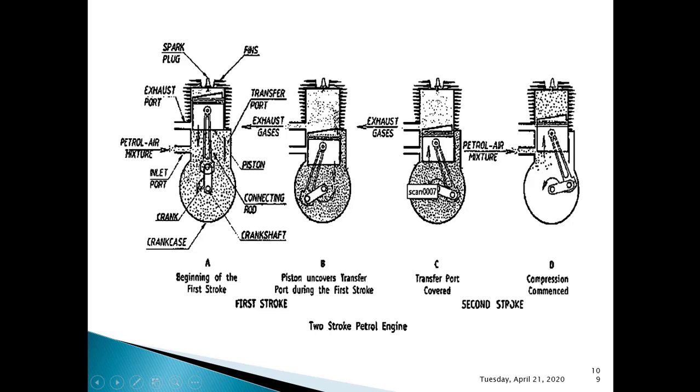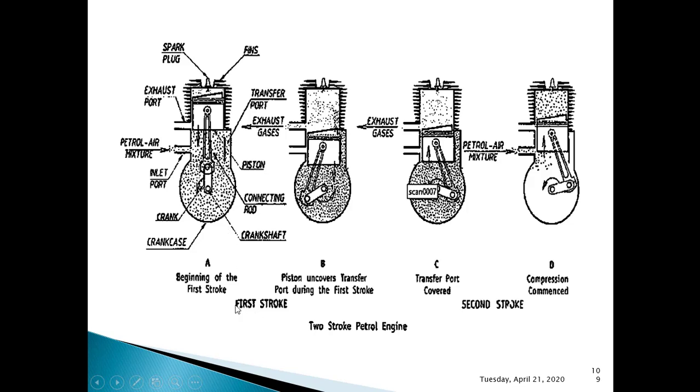Before that, as I told, remember that it consists of ports instead of valves: one is the exhaust port, another is the inlet port, and one more is the transfer port. The inlet port is provided below the exhaust port, and the transfer port is provided diametrically opposite to the exhaust port but at a slightly lower level. This is the main construction of this two-stroke petrol engine. And the opening and closing of the ports is done by the piston itself. I will tell you how that is done. As I said, we will be having two strokes here.